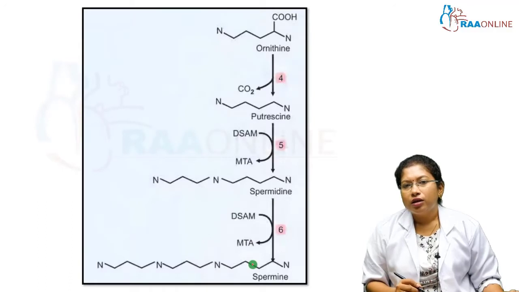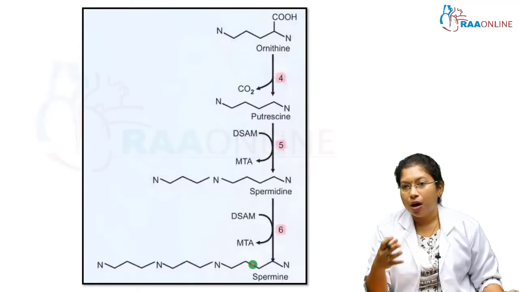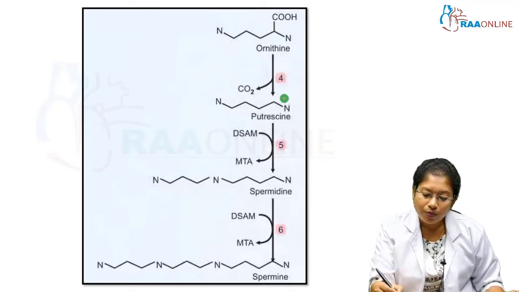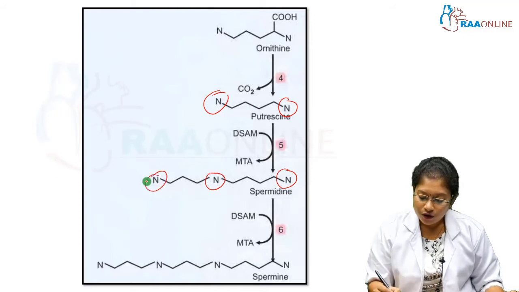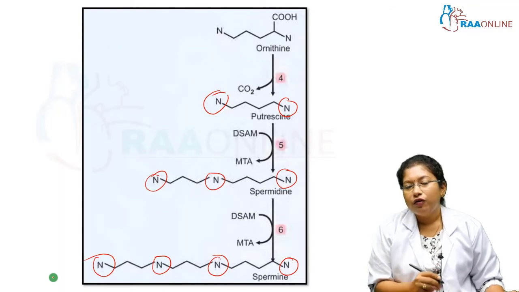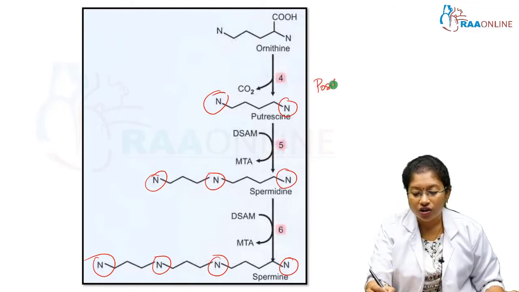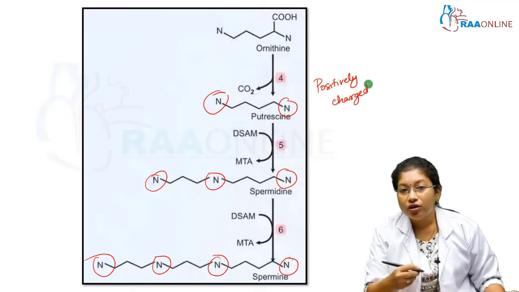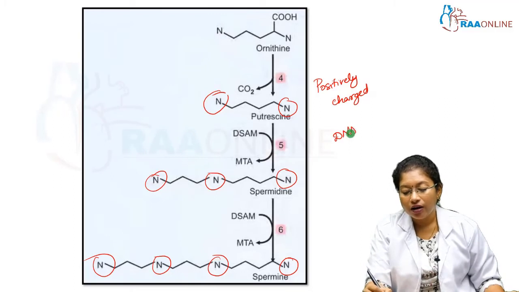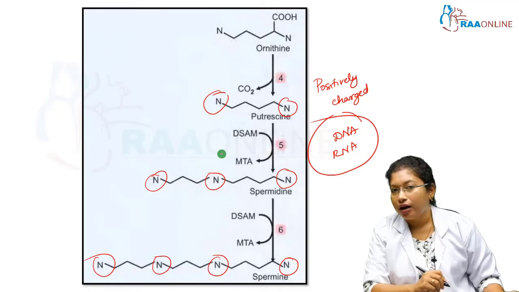Next, I've said the polyamines contain multiple amino groups. You can see here, putrescine contains 2, spermidine contains 3 amino groups, and spermine contains 1, 2, 3 and 4. If they contain more and more amino groups, they are positively charged, so they can be attracted to DNA and RNA. So more often they bind with DNA and RNA.